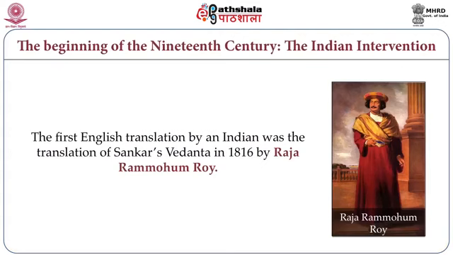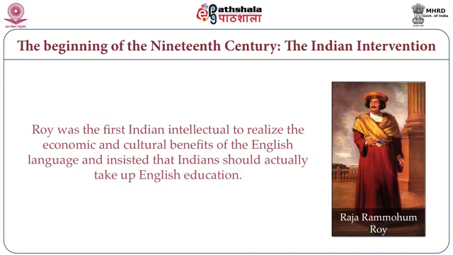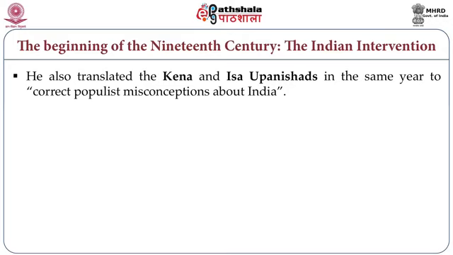The first English translation by an Indian was the translation of Shankara's Vedanta in 1816 by Raja Ram Mohan Roy. Roy was the first Indian intellectual to realize the economic and cultural benefits of the English language and insisted that Indians should actually take up English education. He also translated the Kena and Isha Upanishads in the same year, to correct populist misconceptions about India.